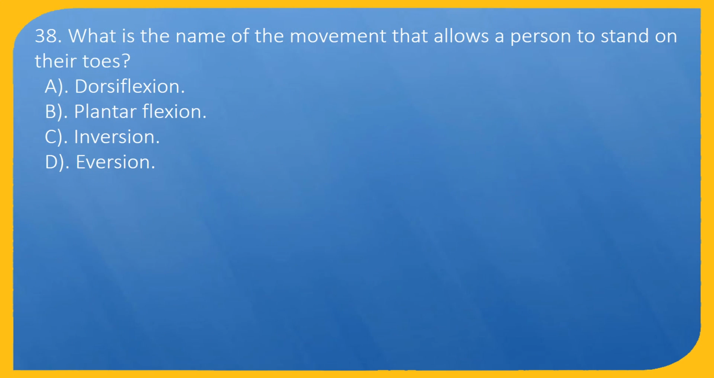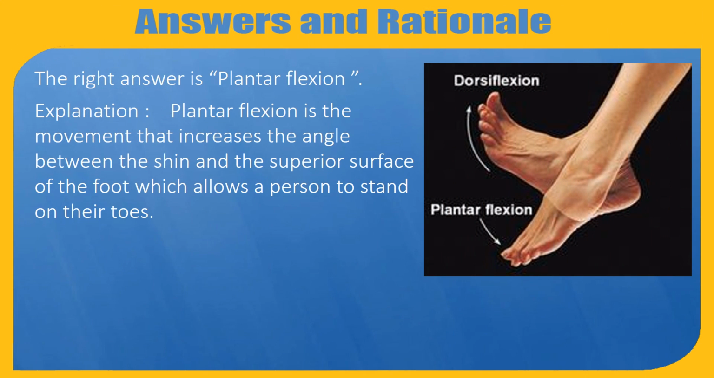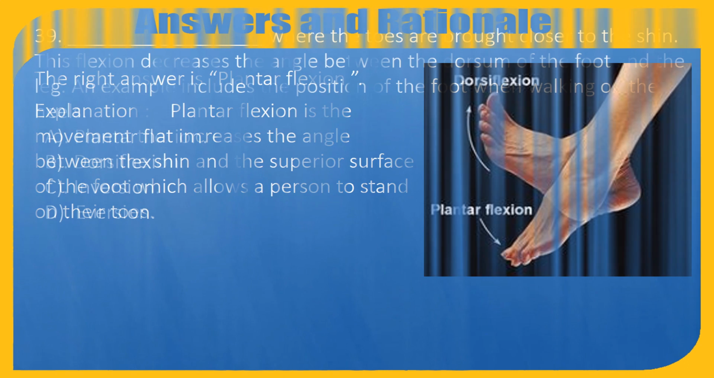Question 38. What is the name of the movement that allows a person to stand on their toes? A. Dorsiflexion. B. Plantar flexion. C. Inversion. D. Haversian. The right answer is plantar flexion. Explanation: plantar flexion is the movement that increases the angle between the shin and the superior surface of the foot, which allows a person to stand on their toes.